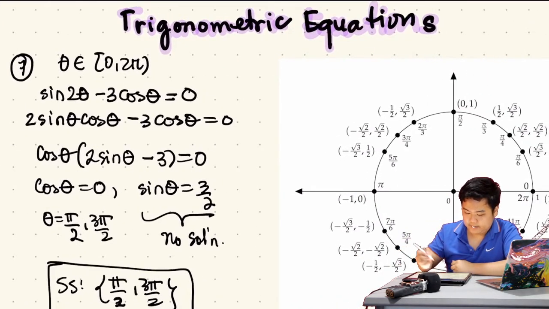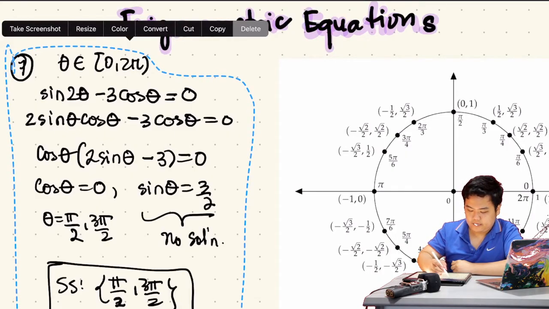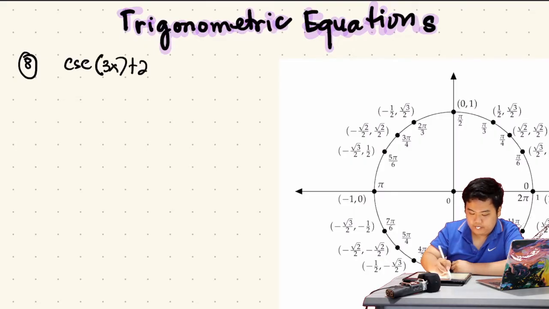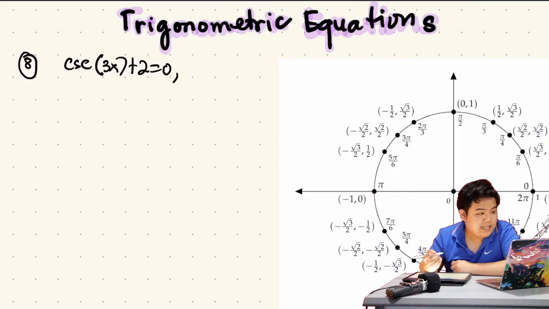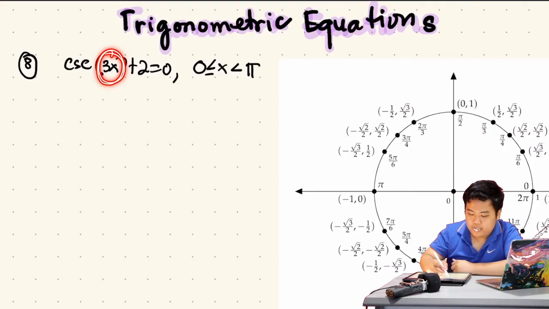Okay. Let's do this. Okay, number 8. Now we have cosecant 3x plus 2 equal to 0. Pero yung x natin, nirestrict niya sa 0 to pi lang daw. So, ang gagawin natin, titignan muna lang to as isang buo muna. Okay?